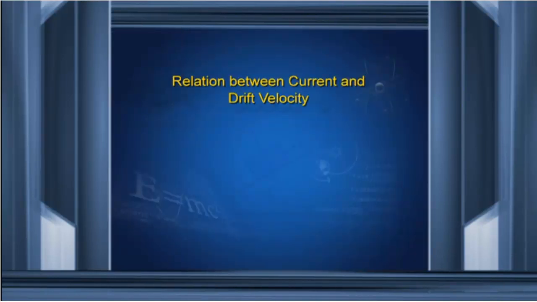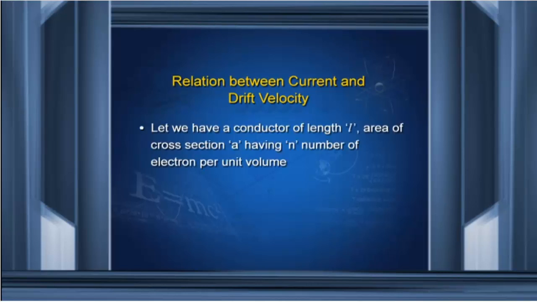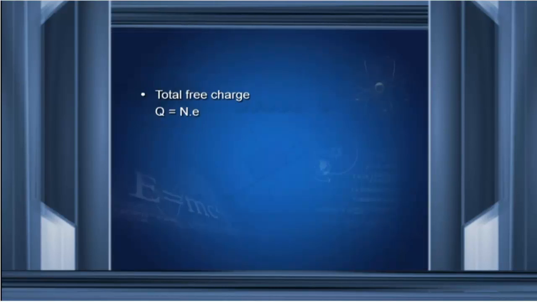Relation between current and drift velocity. Let we have a conductor of length L, area of cross section A, having n number of free electrons per unit volume. So the total number of free electrons, N, will equal n A L. So the total free charge Q equals N into e. As a result, we get Q equals n A L e.